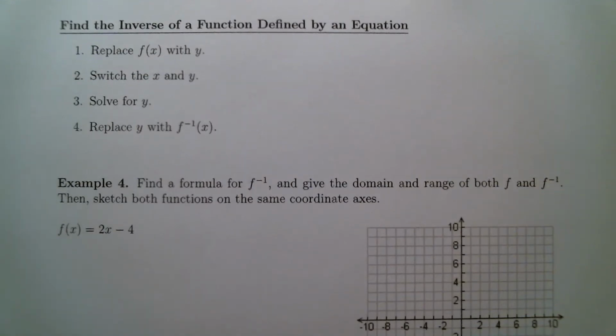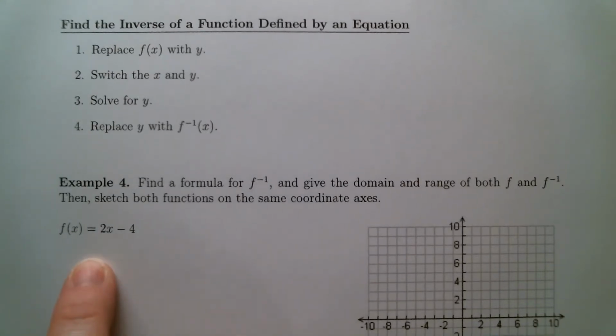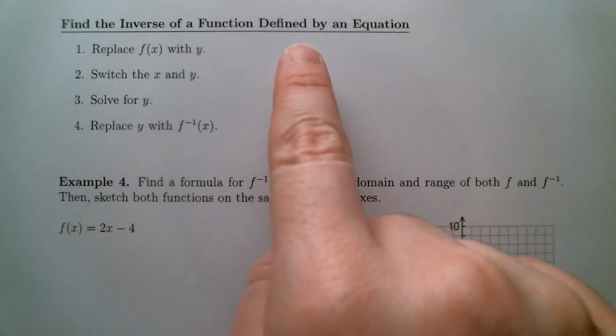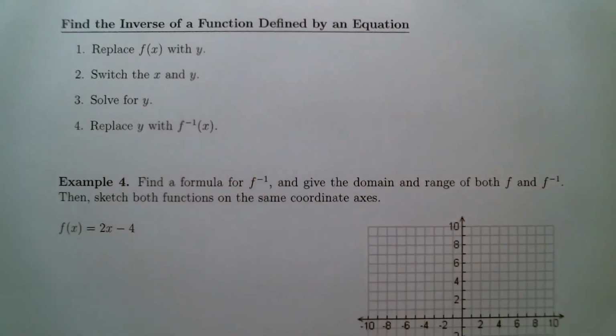In example 3, our function was defined by a set of ordered pairs, and we found the inverse by simply switching the x and y coordinates. So now we're going to talk about how you find the inverse of a function that is defined by an equation. You can see down here in example 4 something like this. The steps for doing so are right here under find the inverse of a function defined by an equation. There's 4 things you have to do.